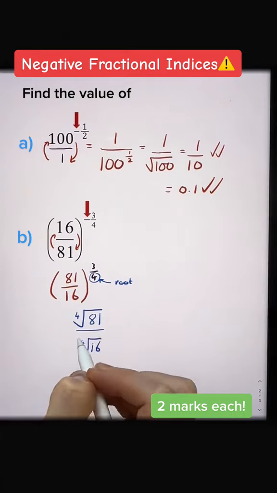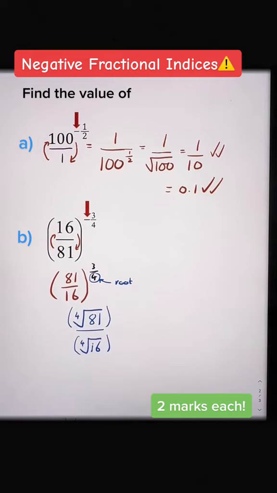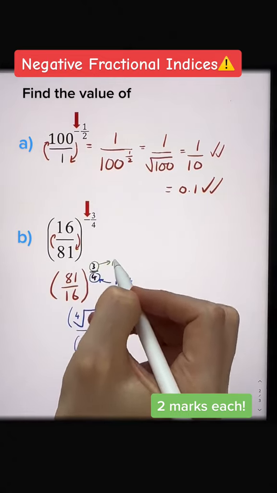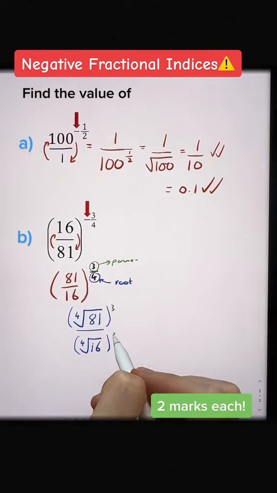And whatever number is on the top of our fractional power, that's what we raise it to. That's our power. So as I had a fractional power of 3/4, the number on the top of my fractional power is 3. Therefore, a power of 3 means I'm going to cube the top and cube the bottom separately.